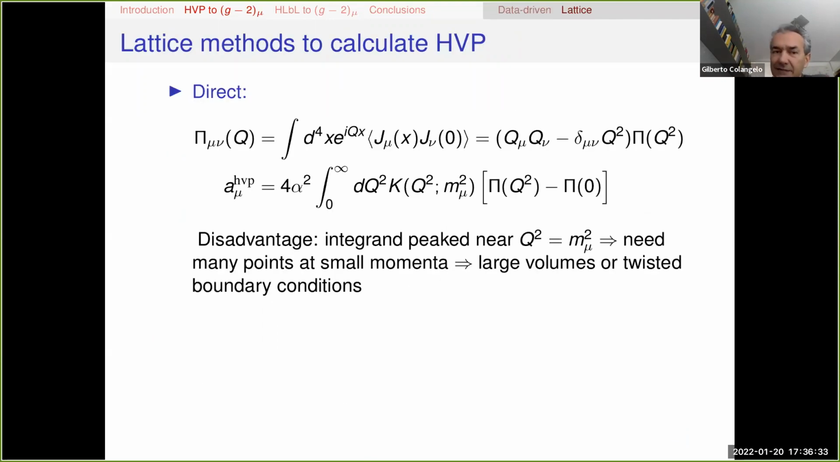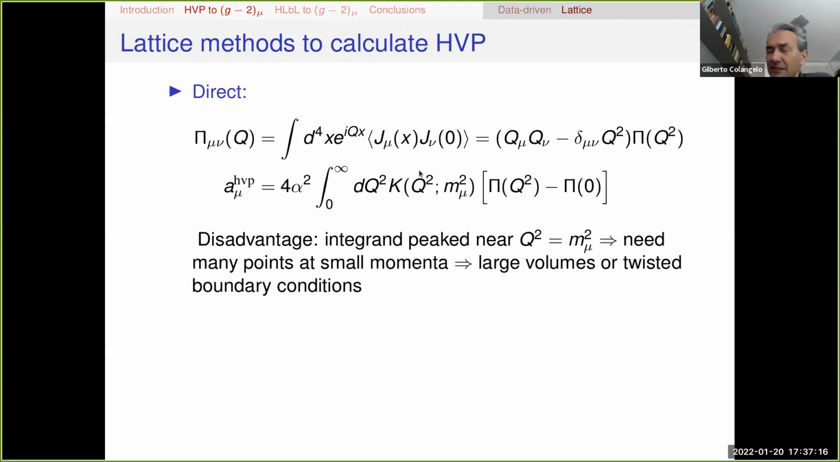Let me now come to the lattice and briefly discuss the method. So the object one has to calculate is again the 2-point function, which on the lattice would be calculated as a correlator of these 2 operators with the Euclidean momentum Q. And so if you want to calculate now the contribution to a_mu, you have to calculate this scalar function here for Euclidean or space-like momenta, and integrate with this kernel function.